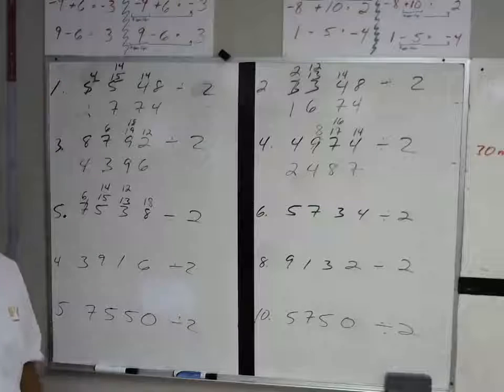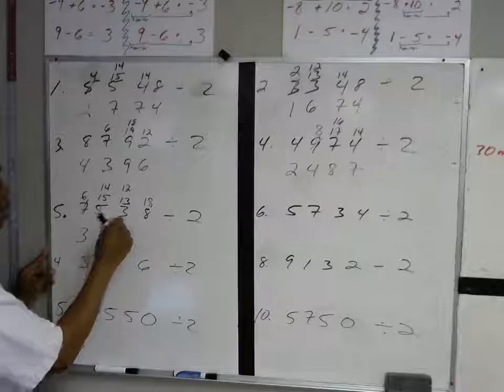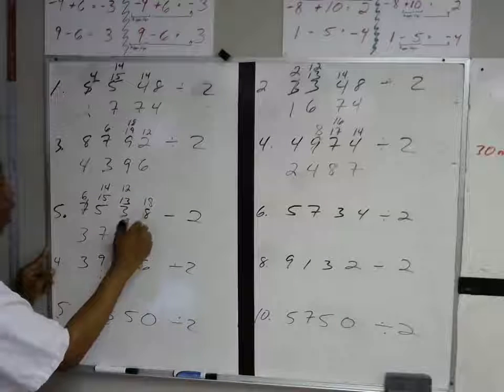Now let's take half of each of these. Half of the 6 is 3. Half of the 14 is 7. Half of the 12 is 6. Half of the 18 is 9.